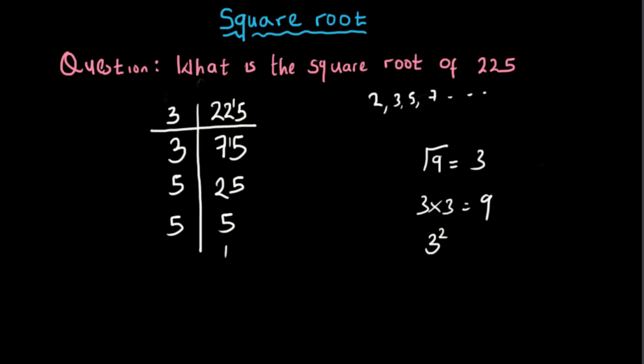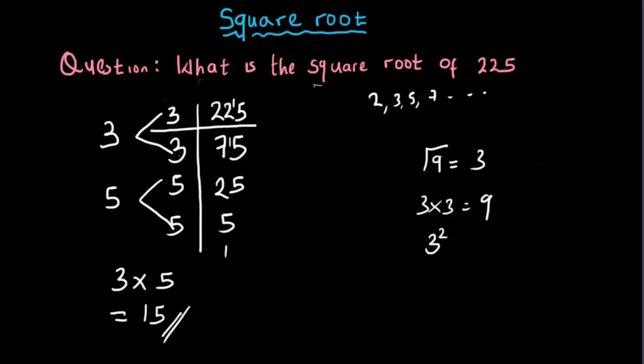Does that make sense? So what we are going to do to find the square root of any number is pair the same numbers. Now what I mean by that is that we have two 3s, so we pair them together and we pick 1. We have two 5s, we pair them together and we pick 1. So it means that the square root of 225 is 3 times 5, which equals 15. Do you understand? So square root of 225 is 15. Does this make sense?